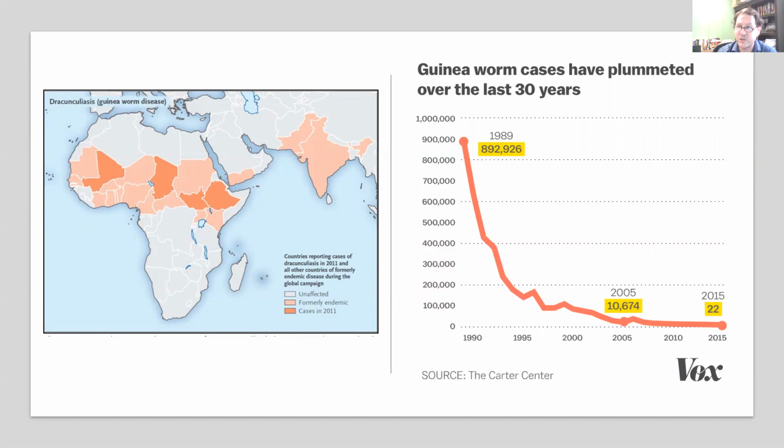And the international community, with NGOs and international organizations, has systematically hunted this thing. They've pursued water treatment programs. They've developed little straws that are filtered that you can drink through that will prevent the eggs from being consumed. And country by country has seen the eradication of guinea worm, so that in 2015, there were only 22 cases in the world. And when we get to 0, guinea worm is gone forever.